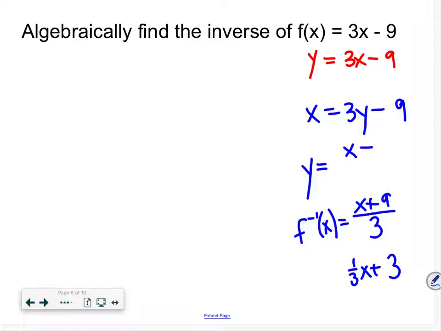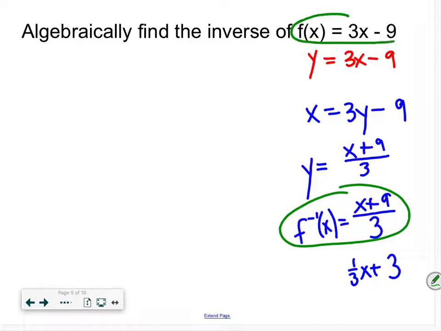So we switch x and y, we solve for y, and then since I'm asking you for an inverse, I'm going to ask for it in function notation. So if you'll just recall that f to the negative 1 means f inverse. Now, both ways I would accept these answers. So if yours is one versus the other, that is fine. But what I told you we would consider is the domain and range.